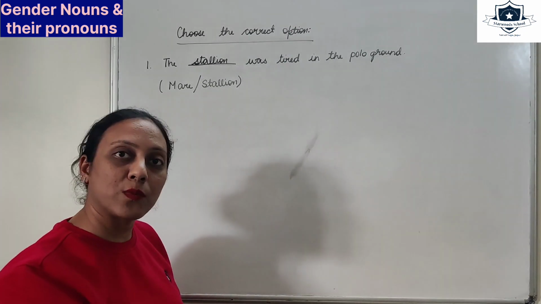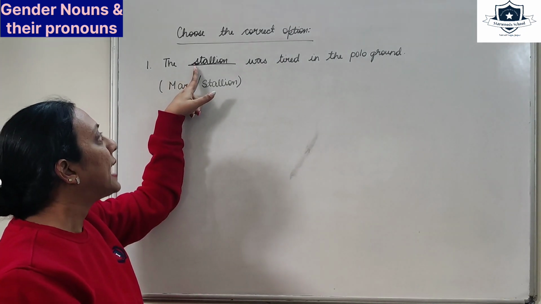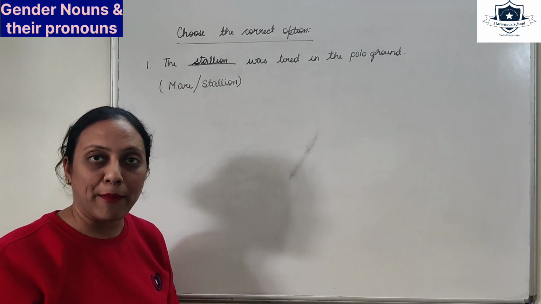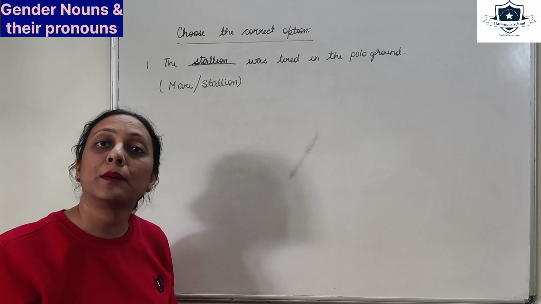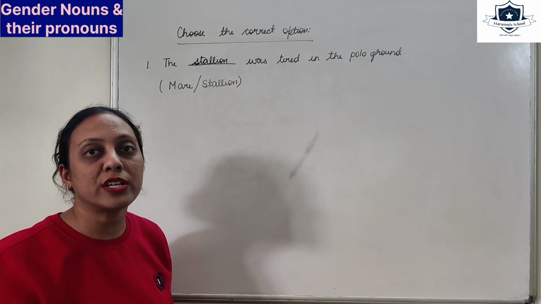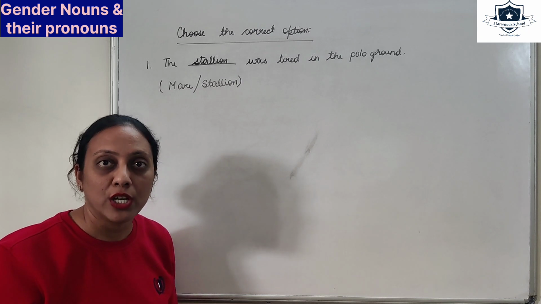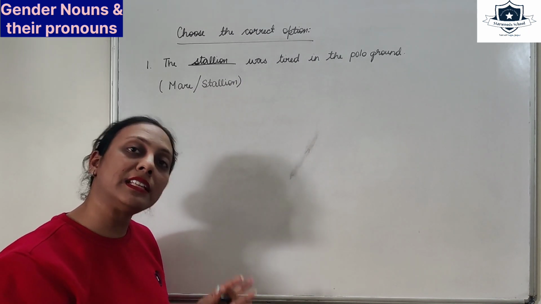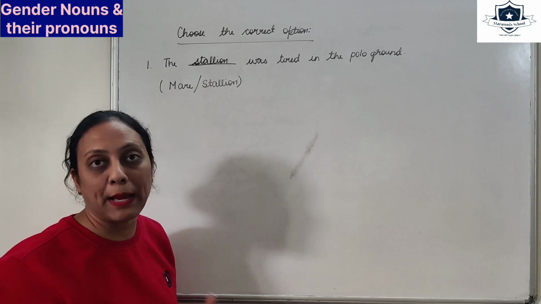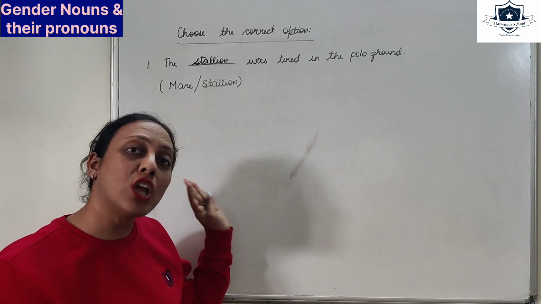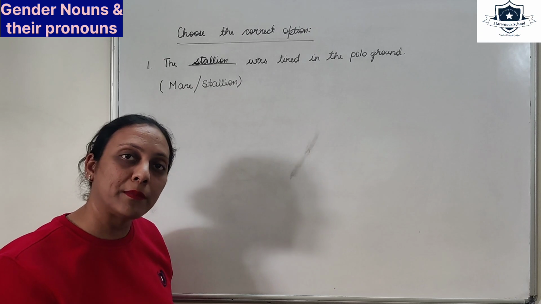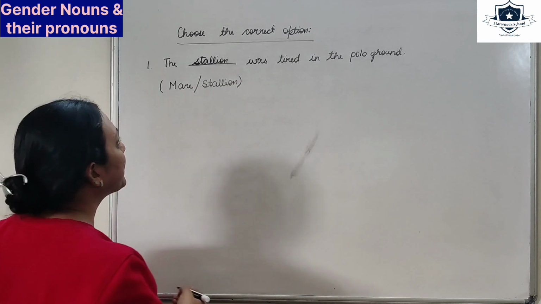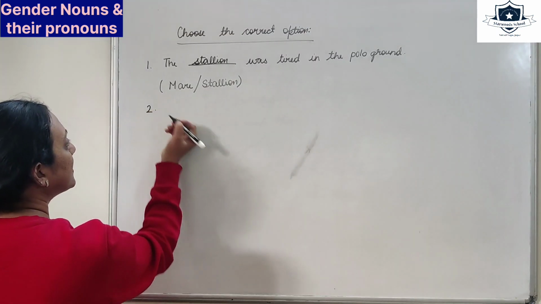Here, children, please watch. S will not be capital because stallion is not a proper noun. It is a common gender noun and it is a common noun. So when we have a proper noun in place, even in the middle of the sentence, that has to be capitalized. But this will not be capitalized. Why? Because it's a common noun. The next sentence.